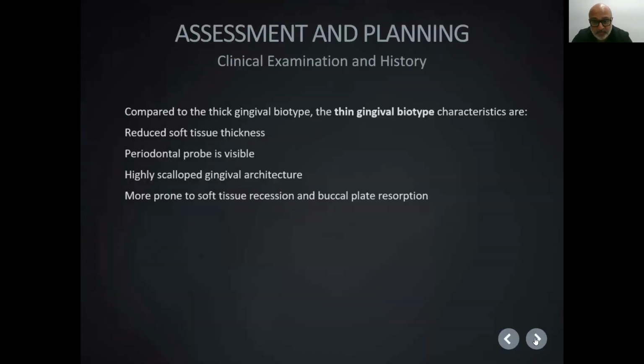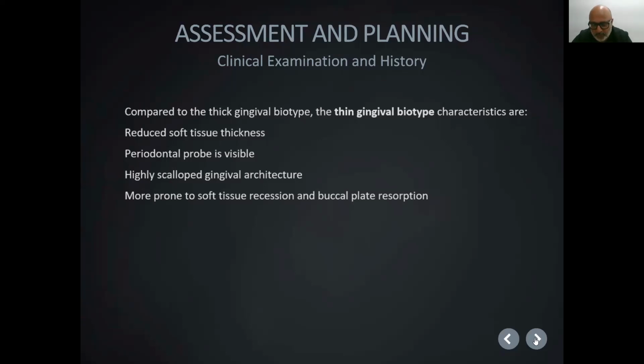Okay, thin gingival biotype: reduced soft tissue thickness, periodontal probe is visible, highly scalloped gingival architecture, more prone to soft tissue recession and buccal plate resorption. The buccal plate, the outer plate, is important because that's why in a lot of cases they try and tell you not to raise the flap on that side. The blood supply to that side really does affect the amount of resorption that occurs and the amount of perfusion and blood supply you're getting to the area for osseointegration.